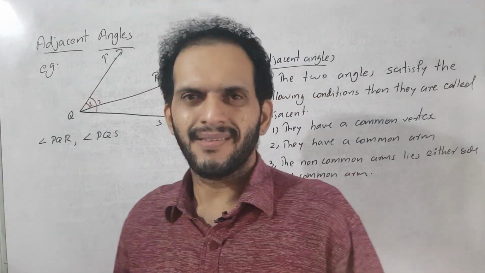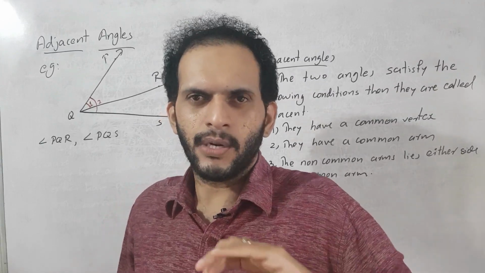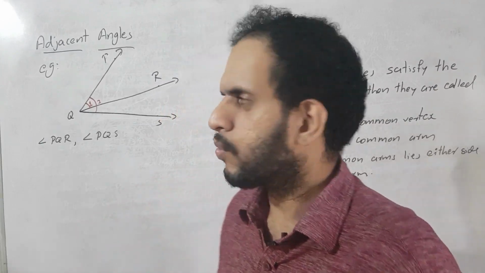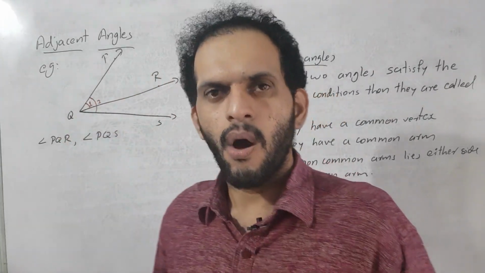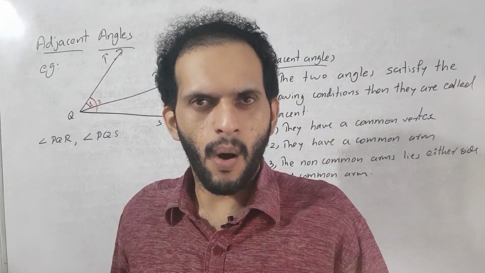Then we check whether the third condition is satisfied, the non-common arms. What are the non-common arms? QR and QS. Do they lie on either side of the common arm?